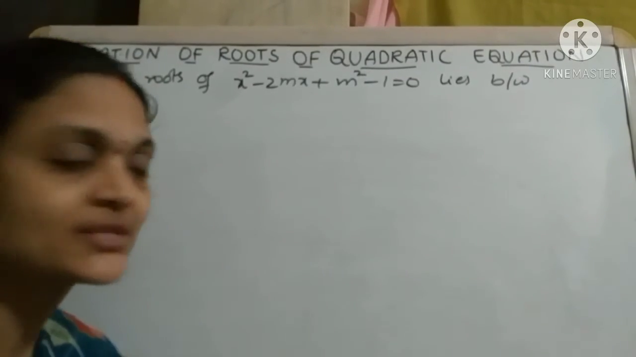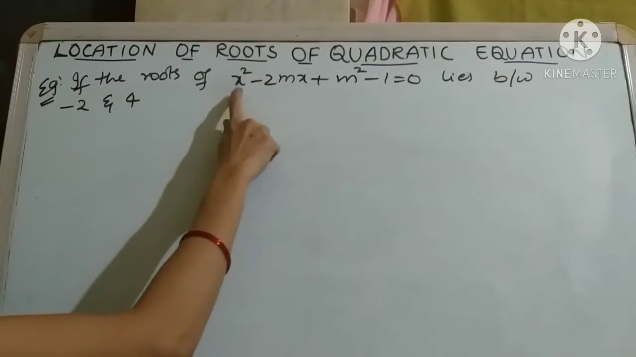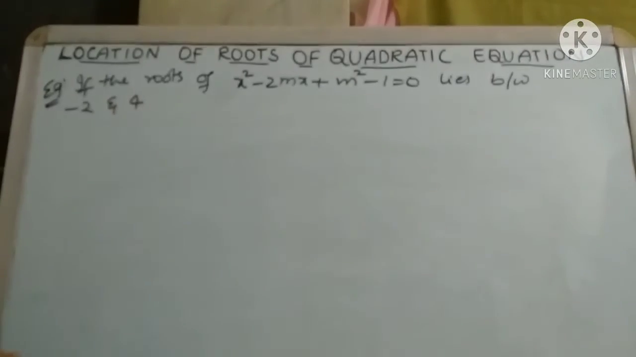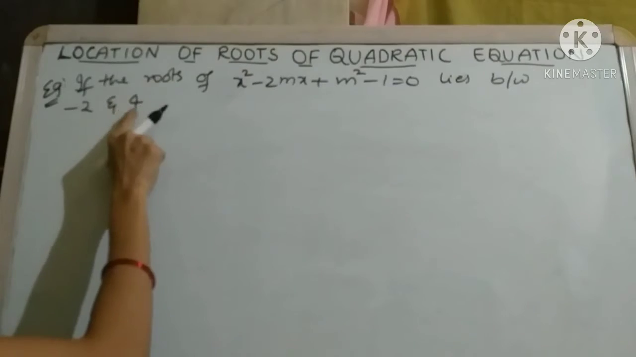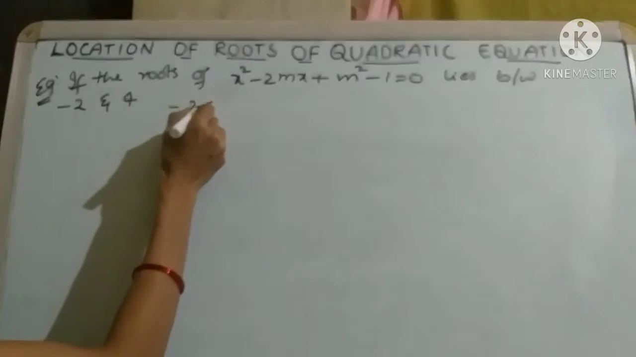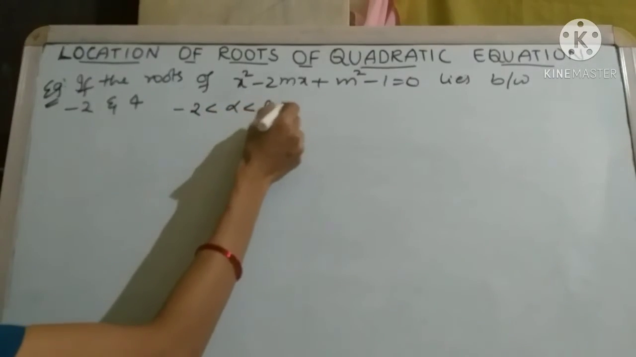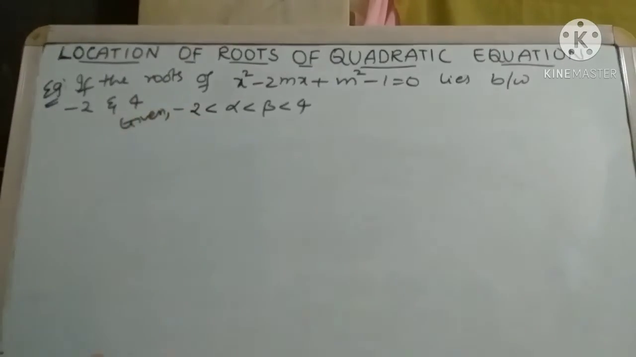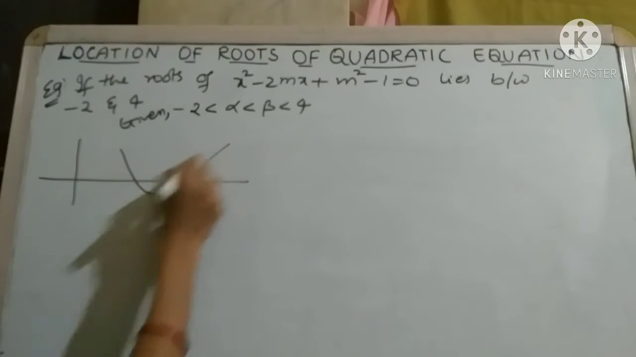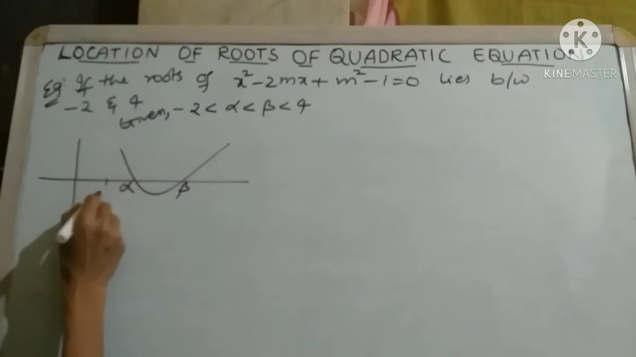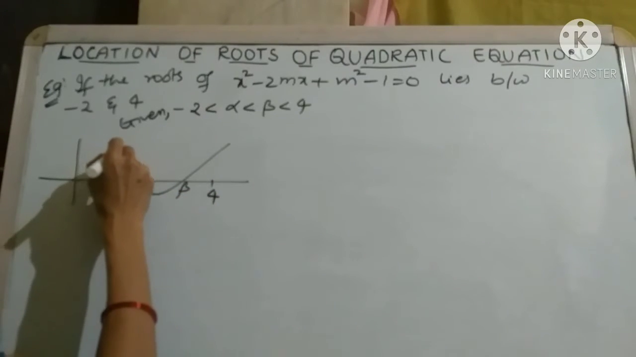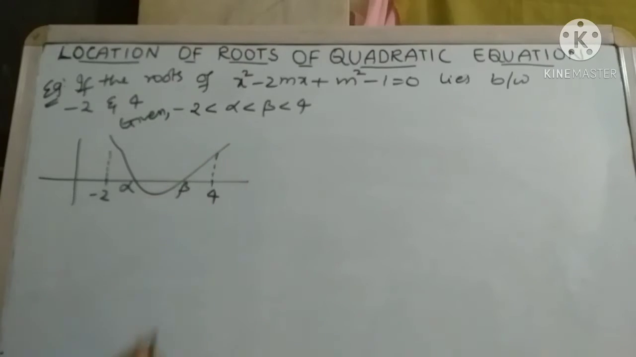Related to this concept, one sum. If the roots of x square minus 2mx plus m square minus 1 equal to 0 lie between minus 2 and 4. The roots lie between this, means minus 2 less than alpha less than beta less than 4. This is the given condition. No? So then here first you observe this graph, alpha, beta, and the given real numbers are minus 2 comma 4. So this point touches the parabola at upward, and here also this upward.